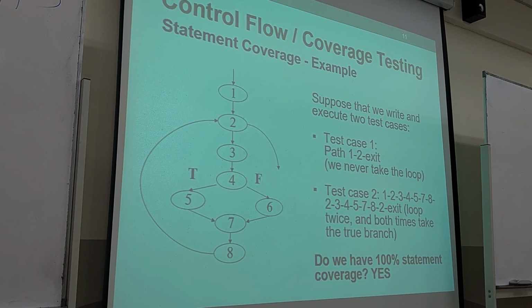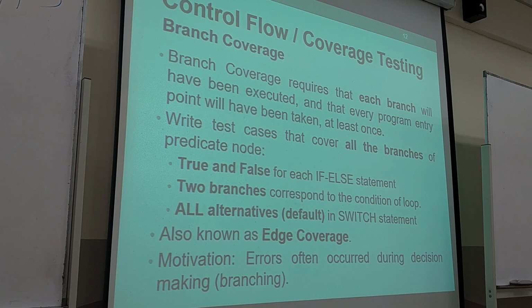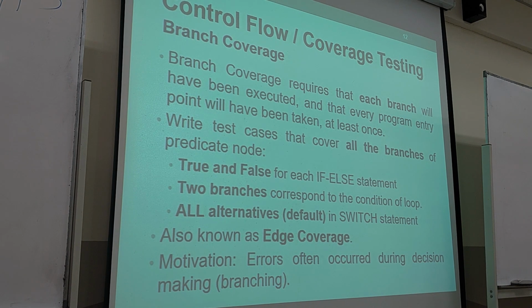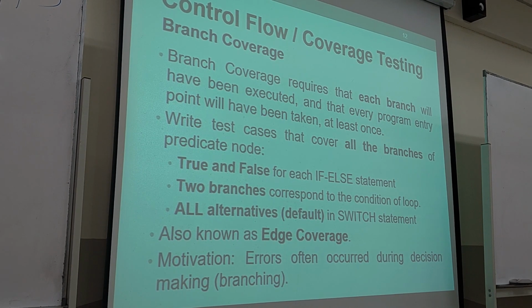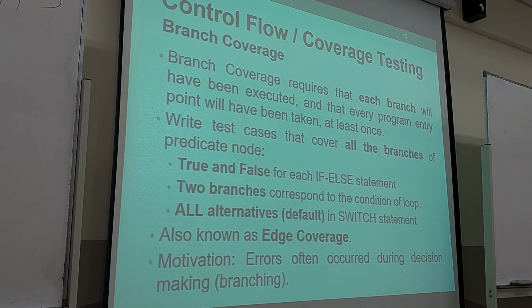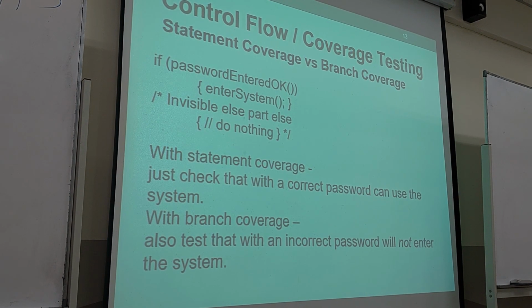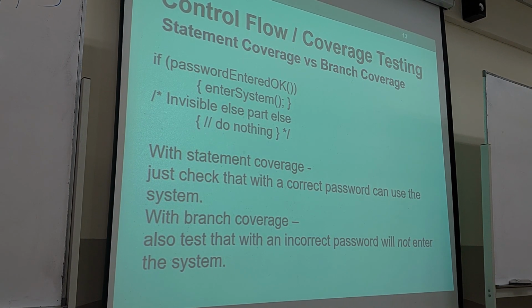Okay, so the second one is the branch coverage. Branch coverage is also known as edge coverage, where we must test every edge or every branch. Another name for edge is branch also. So every single arrow coming out from a node must be tested. So it means all the true and also the false must be tested. If we have code that checks the password, when the password is valid, what happened? When the password is invalid, what happened?